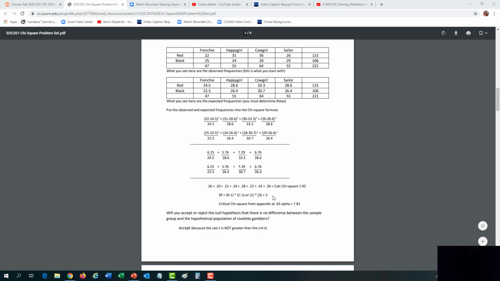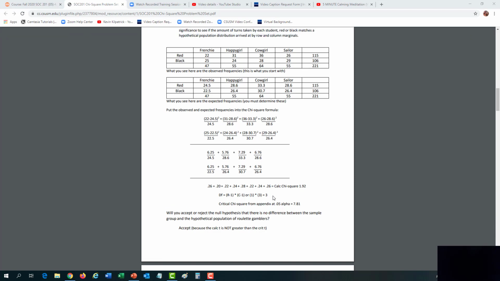I find the degrees of freedom a little differently than the first problem. Remember, when you have more than one row, you need to find the number of rows minus 1. There are 2 rows, so that's 1, times the number of columns minus 1. There are 4 columns, so 4 minus 1 is 3. So 1 times 3 is 3. That's my degrees of freedom.